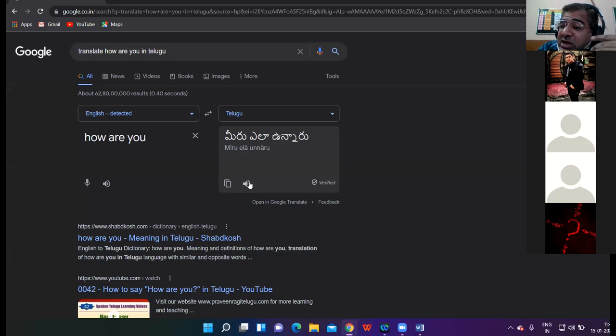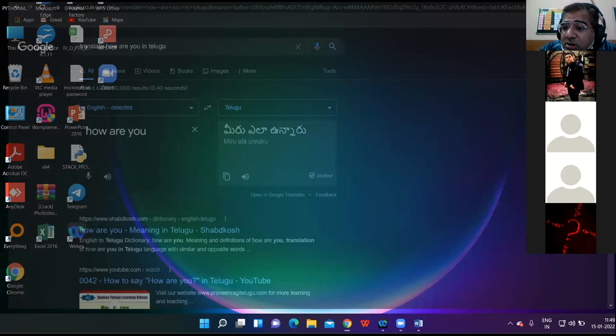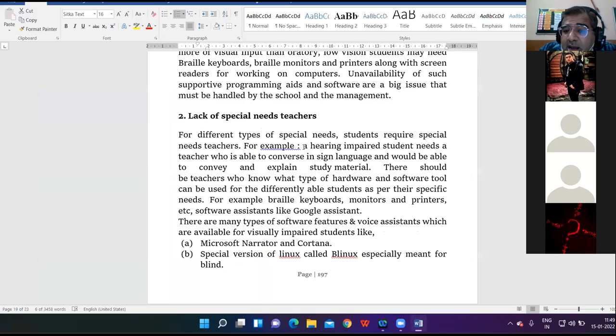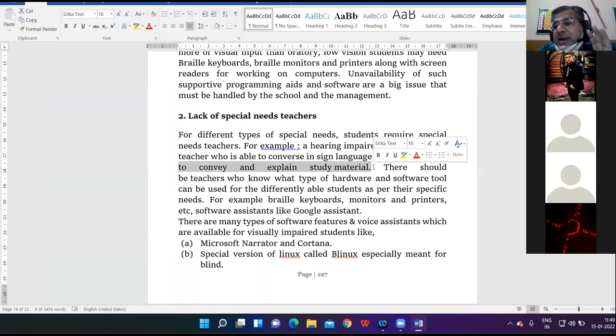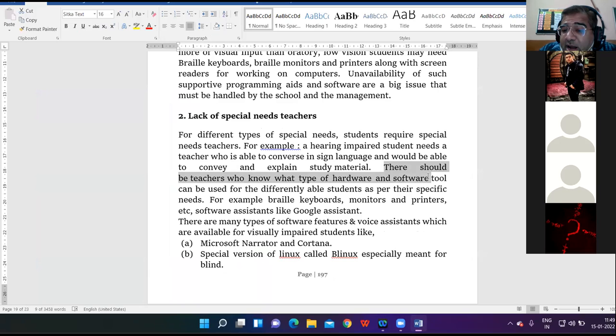So we need special teachers who can guide such students, who can solve the problem of these students. Okay? A hearing impaired student needs a teacher who is able to converse in the sign language and would be able to convey and explain the study material. There should be teachers who know what type of hardware and software tool can be used for differently able students as per their specific needs.